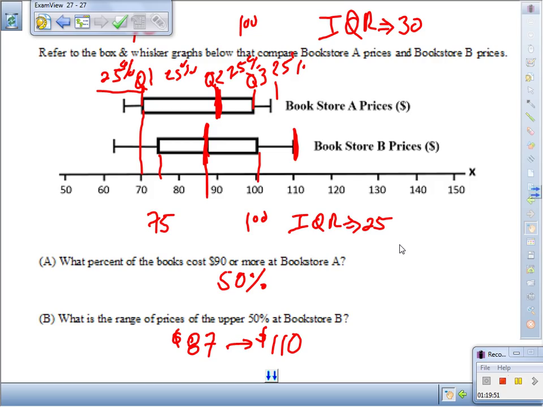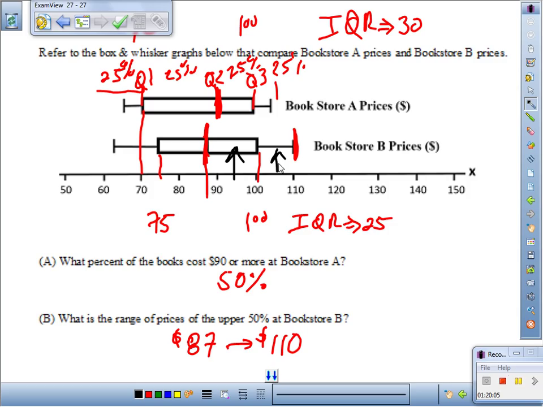Let's see. Look at it. Which one has the higher prices? Bookstore B. How can you tell? Because we have a lot of them in here and in here. Notice this, it's a lot of books here. And here, not that many. Their prices are below $90. You guys see that? So all you have to do is explain your process on the last one. Okay? I'll stop right there. Okay?